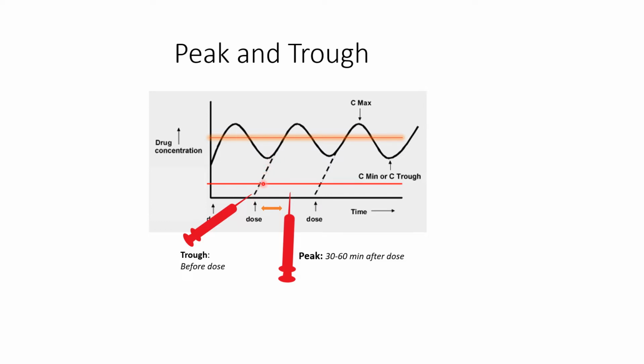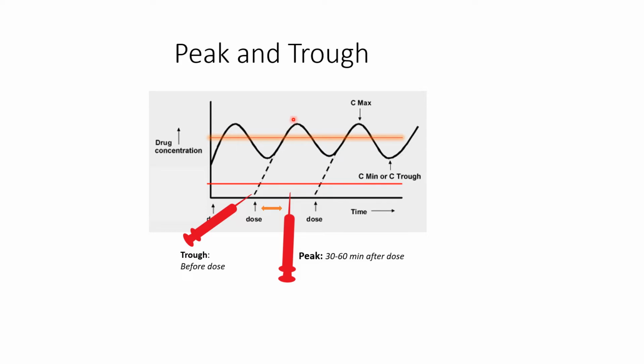We need to know that to detect or to measure the lowest concentration, we need to draw the blood and send the blood to the lab immediately before the next dose, because after the next dose is given, the concentration increases. So the trough, the lowest concentration, requires drawing the blood immediately before or soon before the next dose.